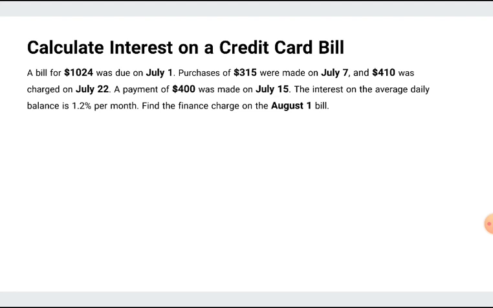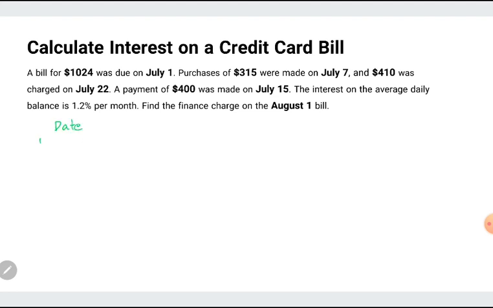Okay, last and finally, this is an example on credit card bill. So you need to prepare a table, right? So you have a bill, an outstanding balance of 1,024, which you weren't able to pay during the due date July 1. You made a purchase of $315 on July 7 and another one on July 22 amounting to 410. You made a payment during the middle of July, July 15, amounting to $400. If the interest is 1.2 per month, what is the finance charge on the next bill, which is on August 1? So the first column should be the date.